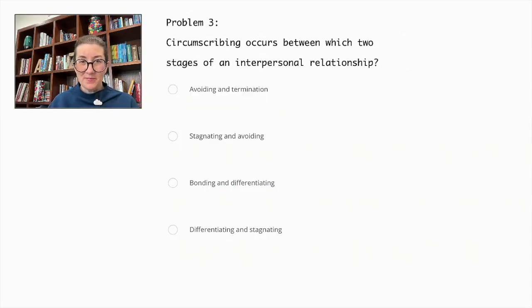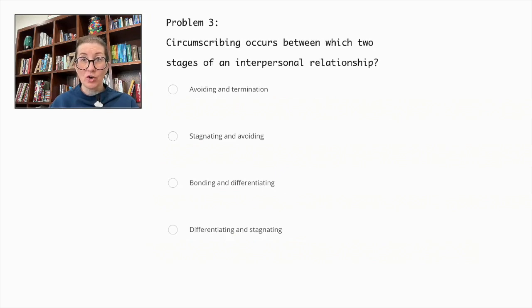Problem number 3. Circumscribing occurs between which two stages of an interpersonal relationship? Avoiding and termination, stagnating and avoiding, bonding and differentiating, or differentiating and stagnating.